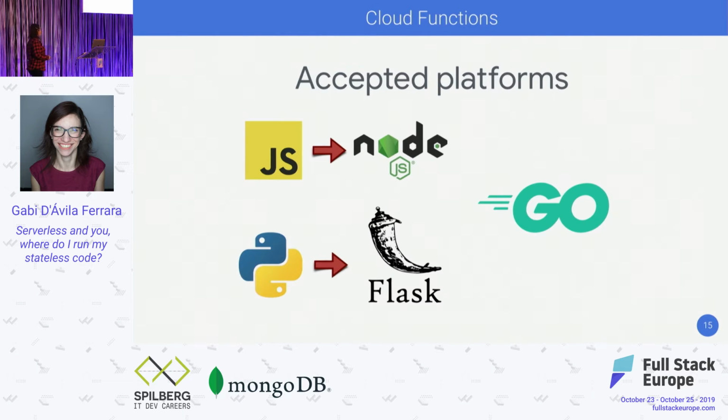So as I said, we have Node. If you're writing JavaScript, you're probably going to use Node.js. If you're writing Python, you're probably going to use Flask, which is a lightweight framework. And if it's Go, it's just Go. We just use it.